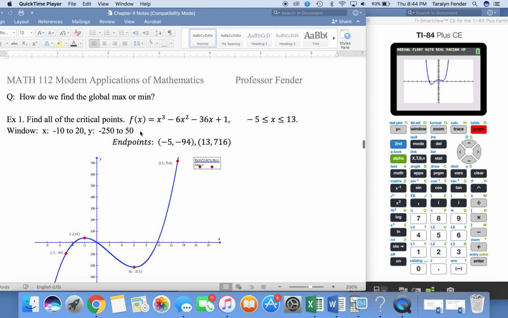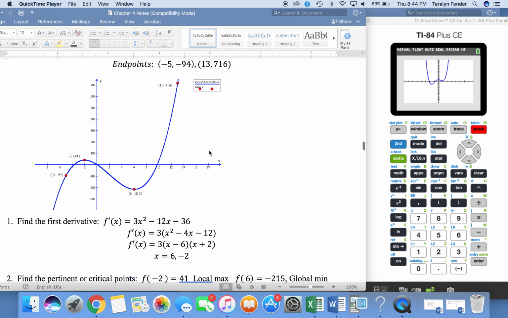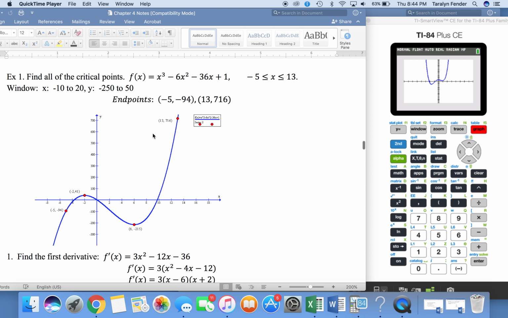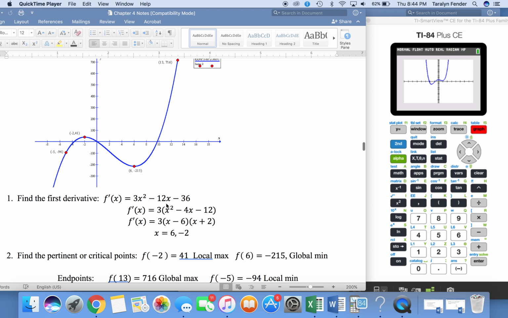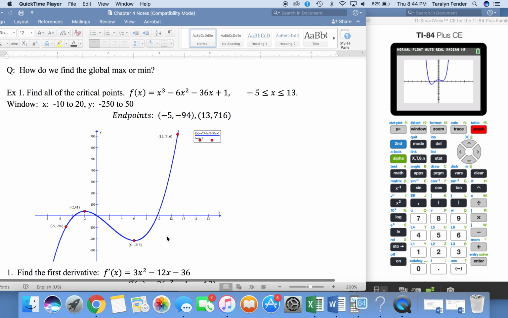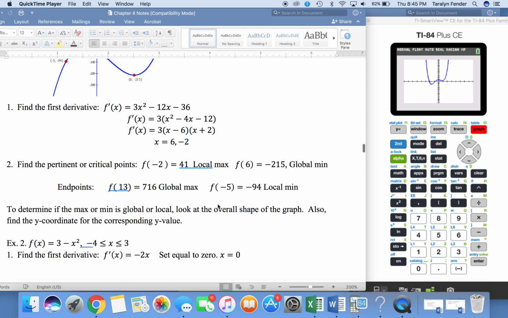So how do we find the global max or min? Well, first we find all the critical points. Now in this particular case, you are given endpoints. So the critical points we find by taking the first derivative. We know the endpoints, so now what we have to do is find all of those values.